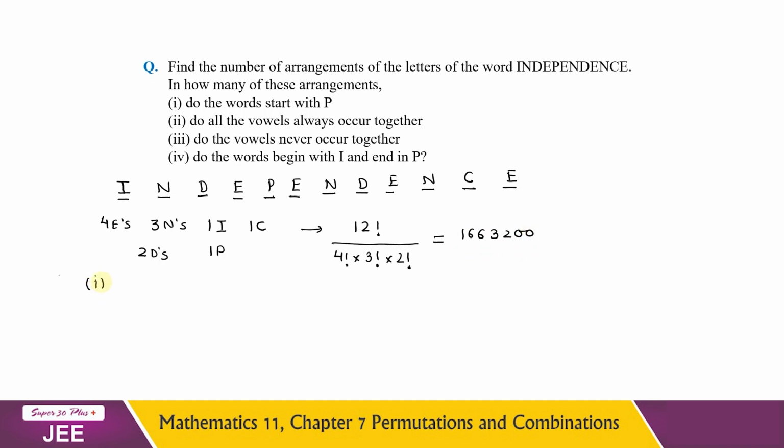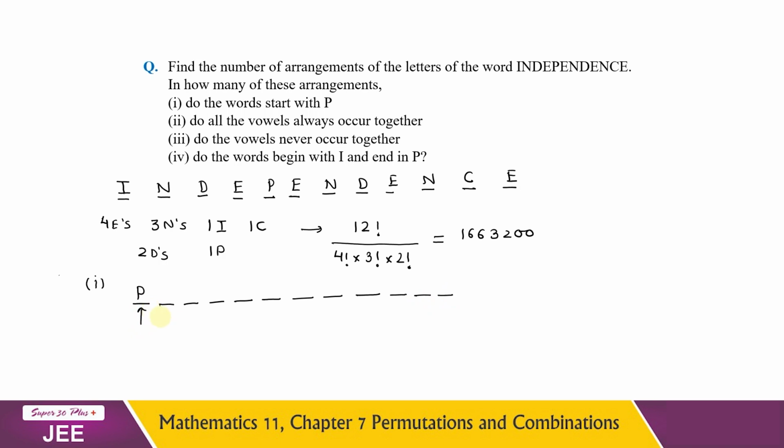Now let's begin with the first part of this question. It says, in how many of these arrangements do the words start with P? So the demand of the first part is, in how many of these words can we start with P? In this 12 lettered word, positions 1 2 3 4 5 6 7 8 9 10 11 and 12, the first place is already occupied by P because it is the demand of the question.